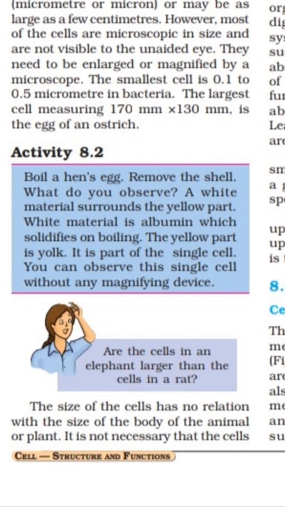One question arises in Paheli's mind. Are the cells present in an elephant larger than the cells present in a rat? Now the answer was that the size of the cell has no relation with the size of the body of that particular animal or plant. The size of the cell.